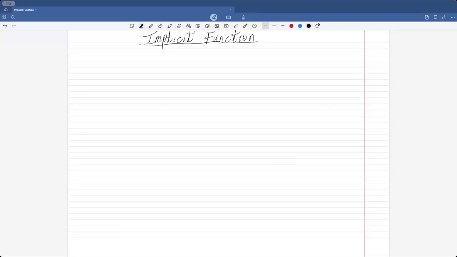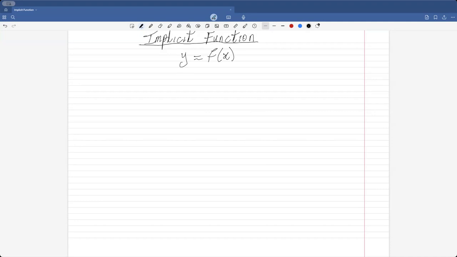Let's say we have a function that says y equals f(x). This simply means that y is a function of x. Y changes as x changes. X is the independent variable. Y is the dependent variable.